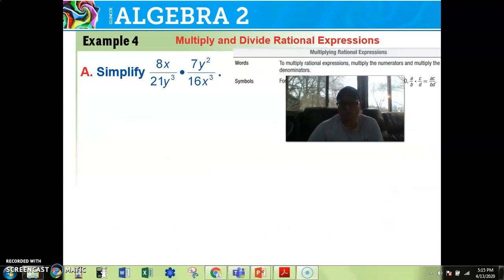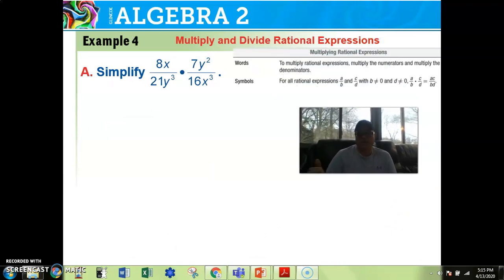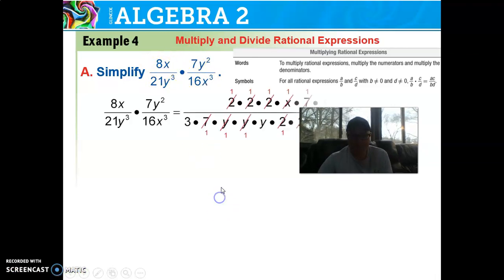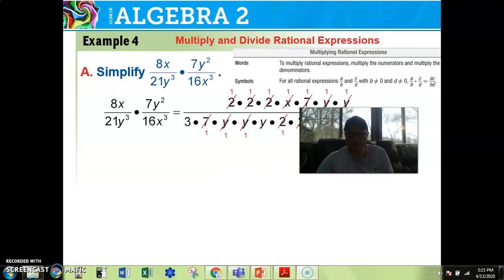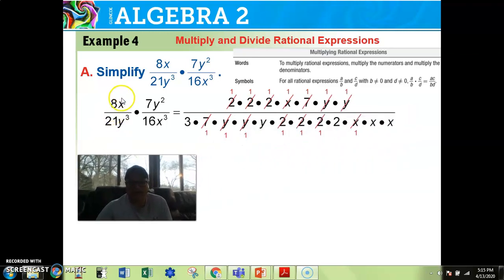And let's multiply. Now, we can multiply and simplify, or we can simplify and multiply. I like to simplify before I multiply because sometimes reducing fractions can be hard. You can simplify anything on the top and the bottom, or on the top and the bottom this way, kind of like cross products. Like, for example, if you look at 8x would be 2 times 2 times 2.